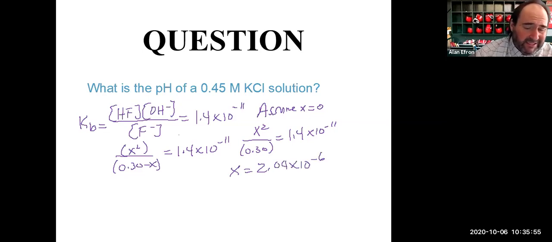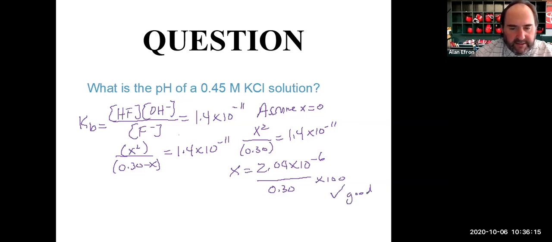Remember that we do want to check it. So we're going to take this and divide it by 0.3, times it by 100 to check it. And the check's good. It's not even 1%. It's way less. So the check is good.